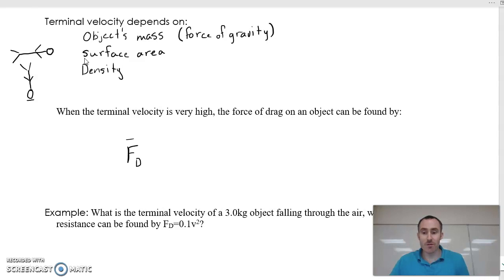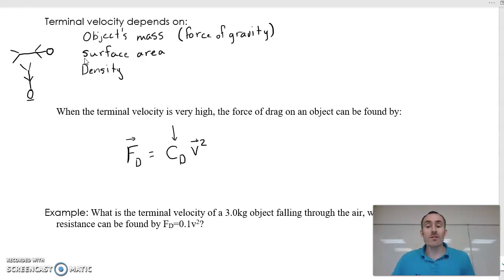Fd, or the force of drag, is equal to the coefficient of drag times v squared, or times the velocity squared. Okay? Now, the coefficient of drag encapsulates this whole density and surface area thing. So don't think that, oh, you didn't put surface area or density in there. We did, it's just in the coefficient of drag. So the coefficient of drag tells you about the fluid that you're falling through, and it also tells you about the surface area of the object itself.